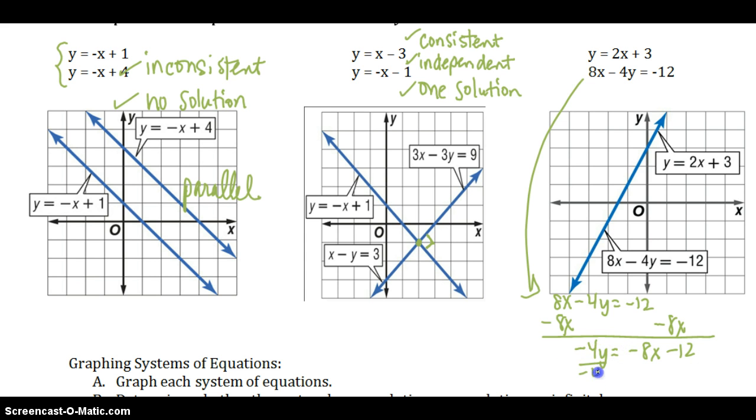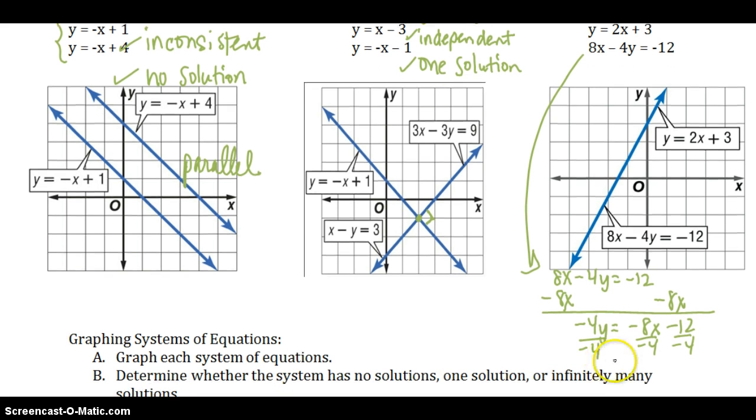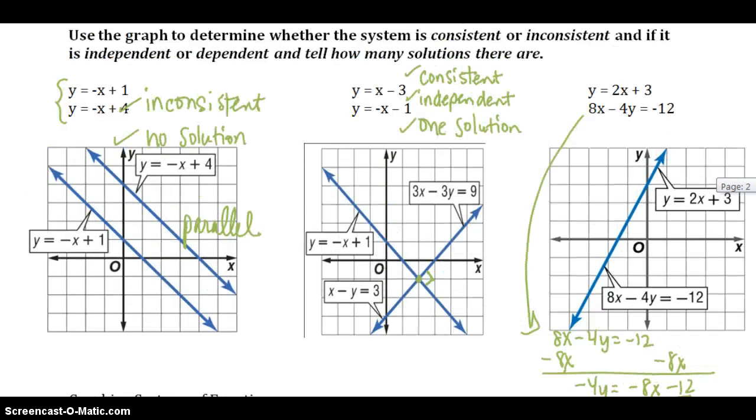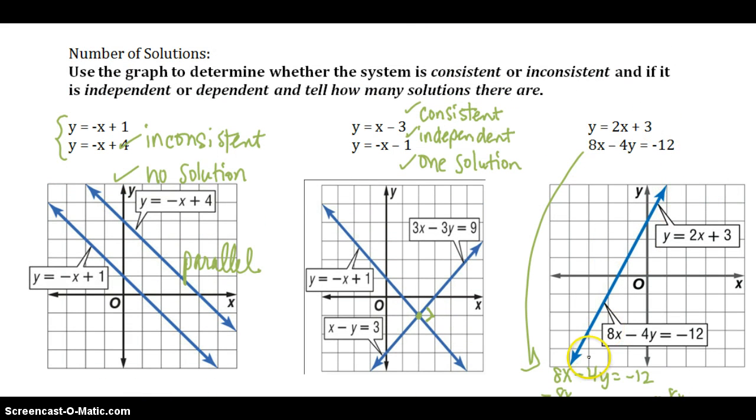Divide everything by negative 4 to get y by itself. And when we do that, we end up with y equals positive 2x plus another positive 3. Oh, so it is the exact same equation as the one provided first. So they're the same line. So that means it's consistent because there is a solution. How many solutions? It has infinite solutions because they're the same line, and that makes it dependent.